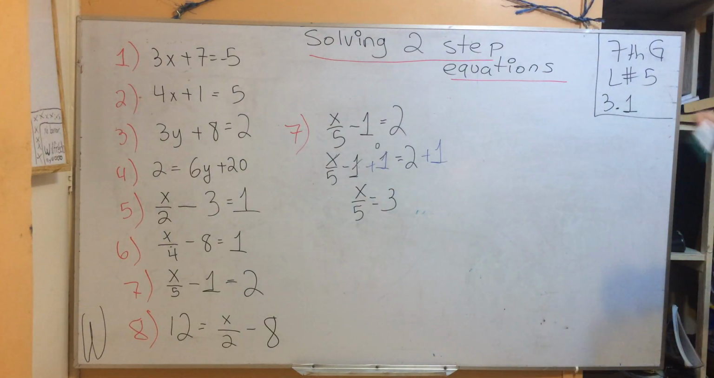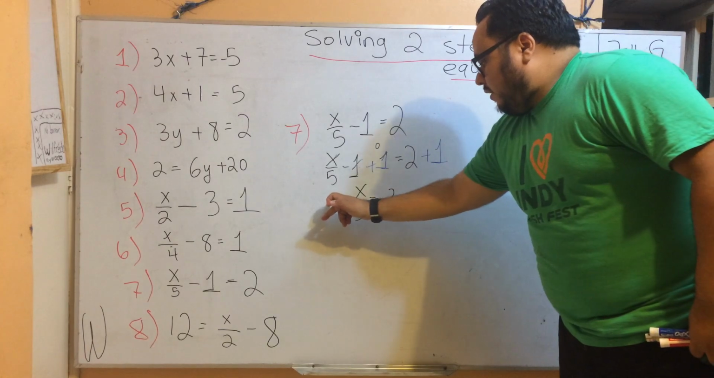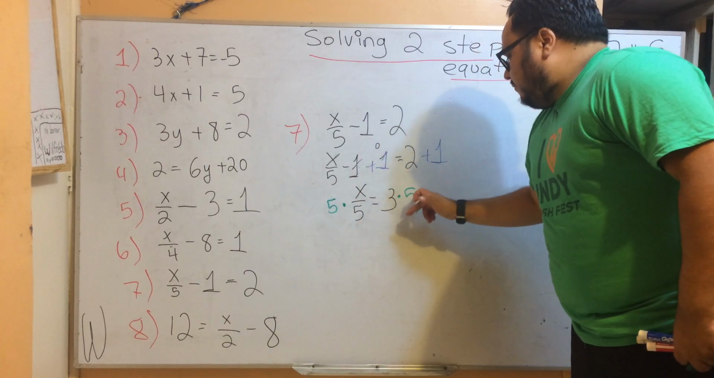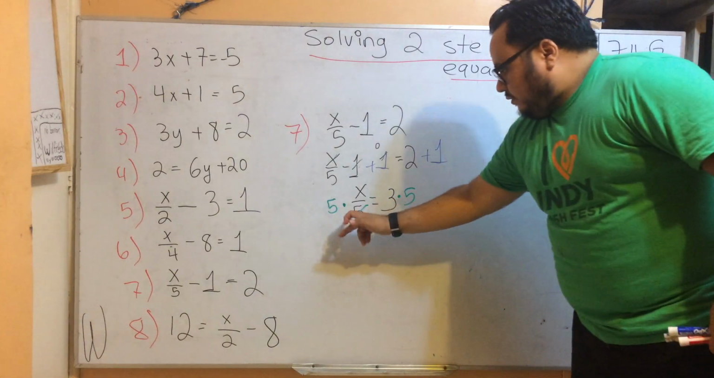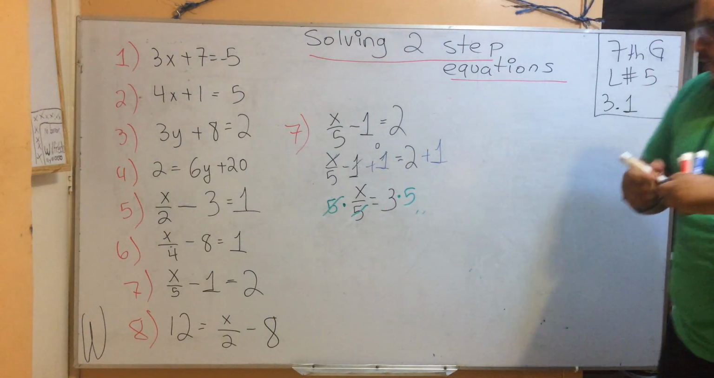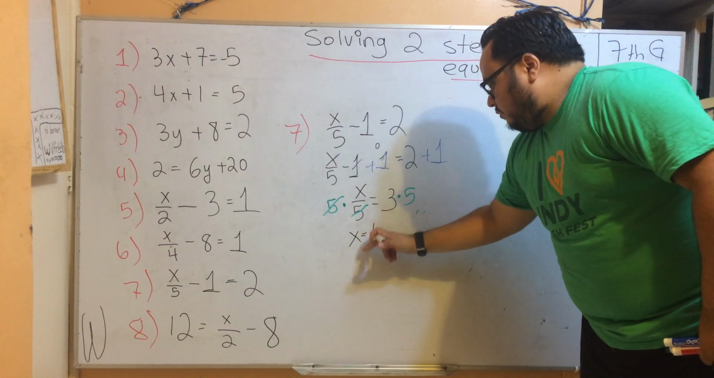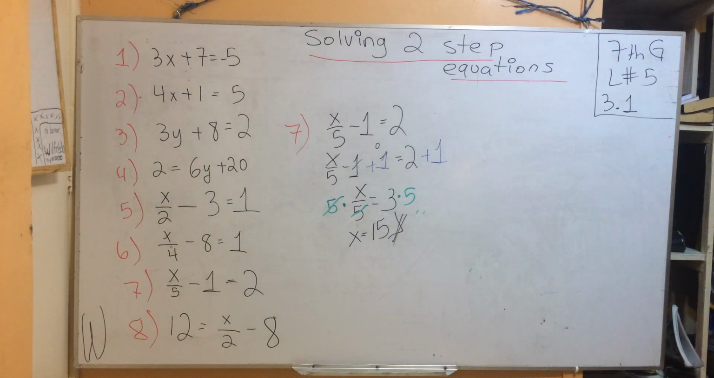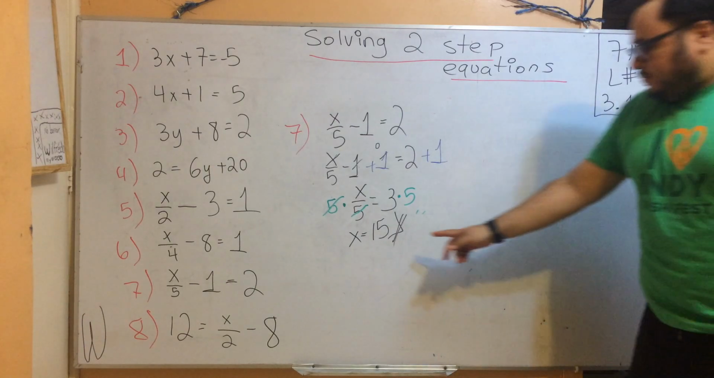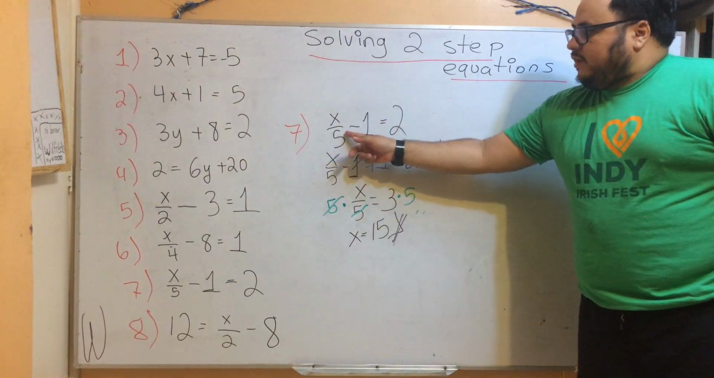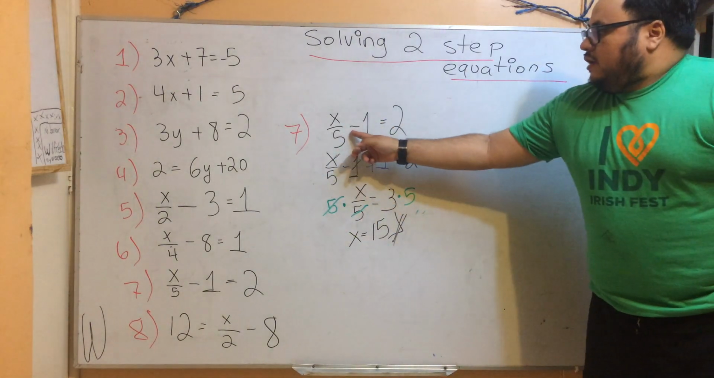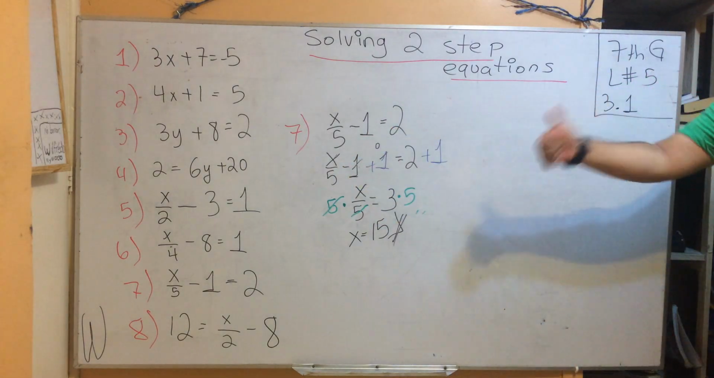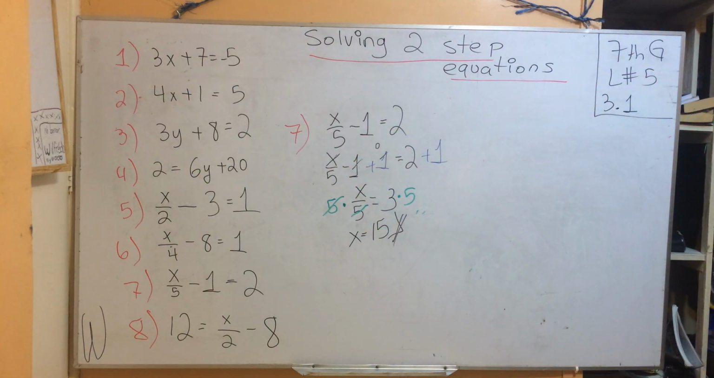Perfect. Now, that number 5 is dividing. How do we cancel? We multiply. So we multiply on both sides. This one cancels with this one. And then we have x equals 3 times 5, 15. Okay? Let's check if this answer is correct. x is equal to 15. 15 divided by 5 is 3. And 3 minus 1 equals 2. So our answer is correct.